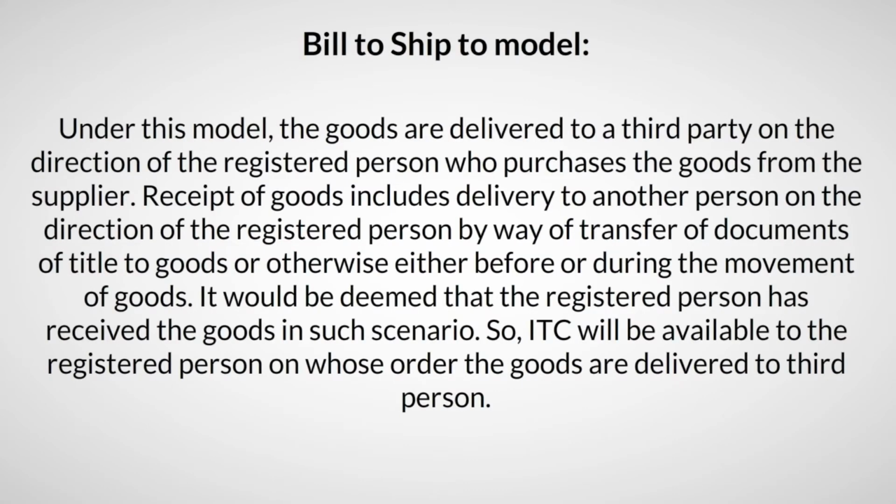Bill-to-ship-to model. Under this model, the goods are delivered to a third party on the direction of the registered person who purchases the goods from the supplier. Receipt of goods includes delivery to another person on the direction of the registered person, by way of transfer of documents of title to goods or otherwise, either before or during the movement of goods. It would be deemed that the registered person has received the goods in such a scenario. So, ITC will be available to the registered person on whose order the goods are delivered to the third person.